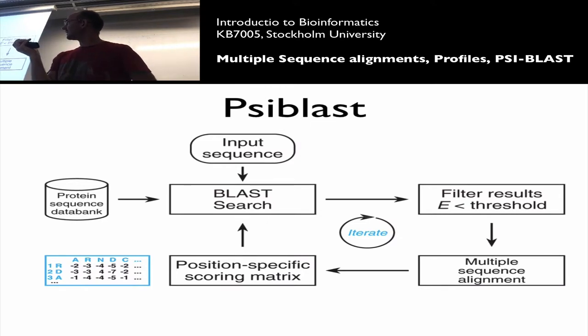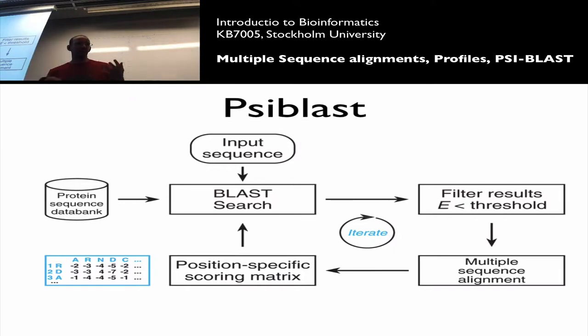You have your database of protein sequences. You start with an input sequence and do BLAST. You filter all the results using some kind of E-value threshold. So you say anything that is normally just 10 to minus 3. I think 5,000 times 10 to minus 3 is default. So it's only 1 in 1,000 times you should get a false hit.